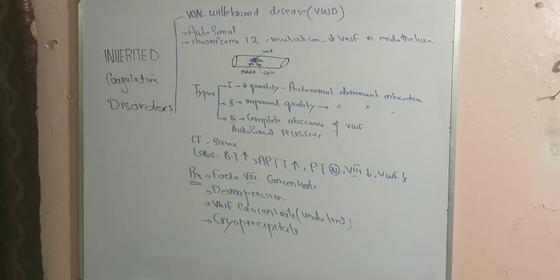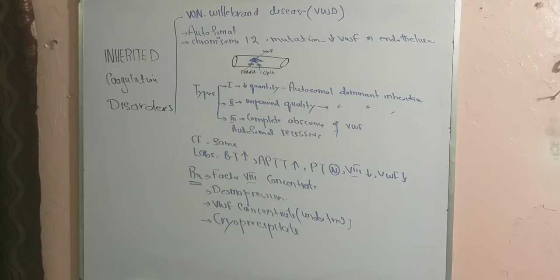Especially in case of type 3, they can spontaneously bleed into the joints and the muscles. They can develop intracranial hemorrhages. They can have epistaxis, menorrhagia. They may have post-op non-stopping of the blood. They may have bleeding because of trivial injuries.